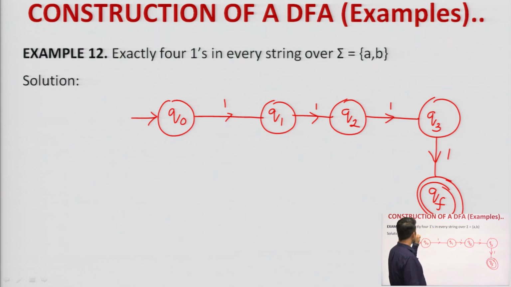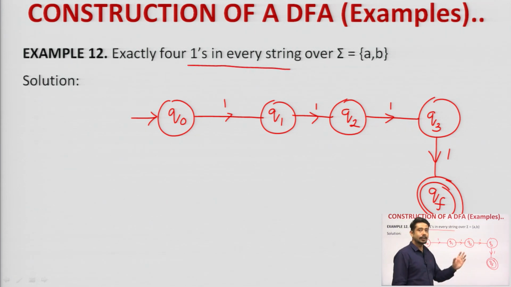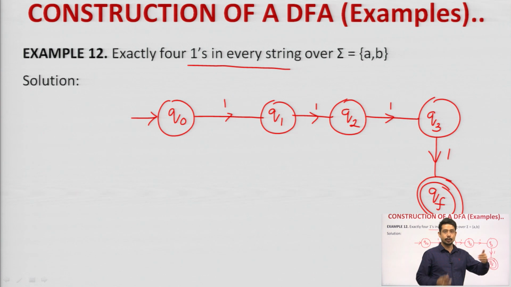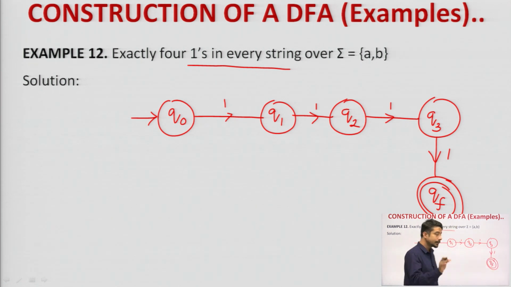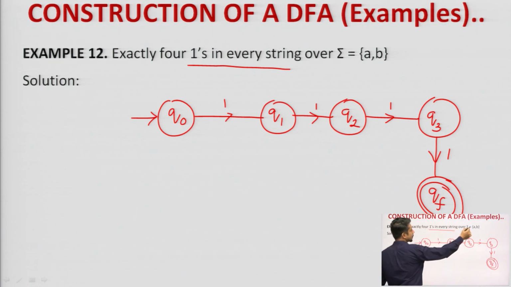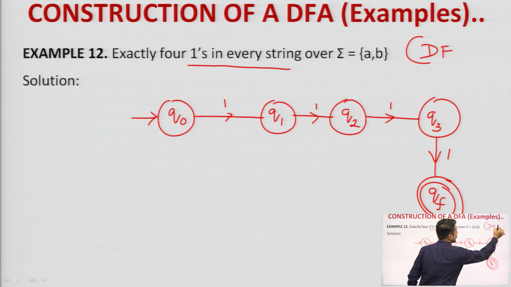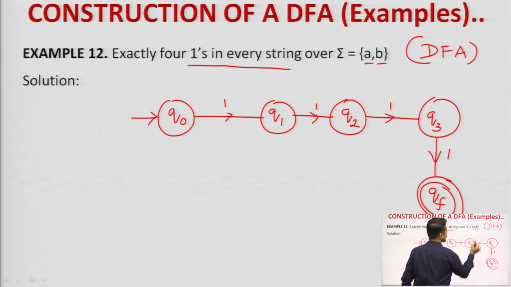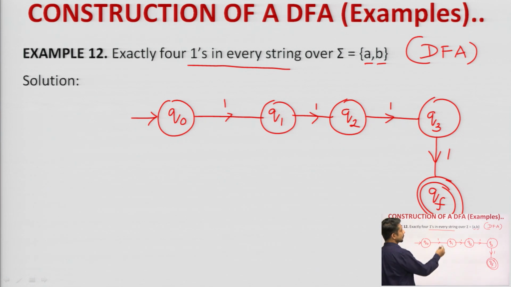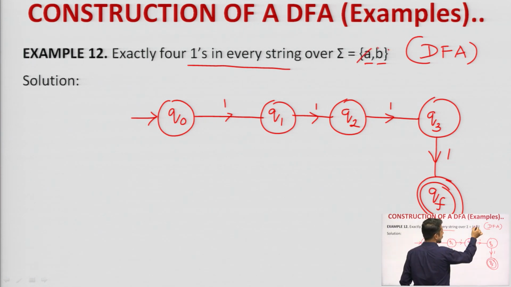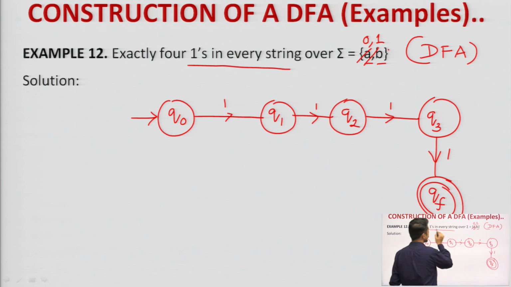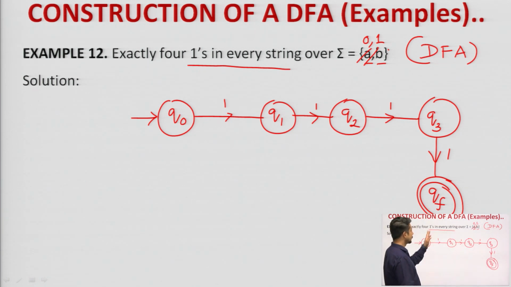Now, they are saying exactly 4 ones in every string, but they are not saying that these 4 ones are consecutive, that they should be together. No, they are not telling that, they are saying exactly 4 ones. So, now we need to check where I can place zeros, because this is a DFA, I have to construct a DFA. So, I need to concentrate on both the input symbols. Okay, so actually this string will be not A and B, this will be 0 and 1, because we are talking about ones, exactly 4 ones. So, I have to now concentrate on 0.